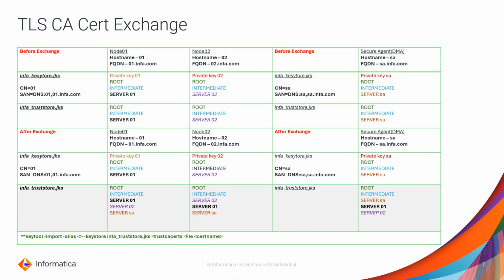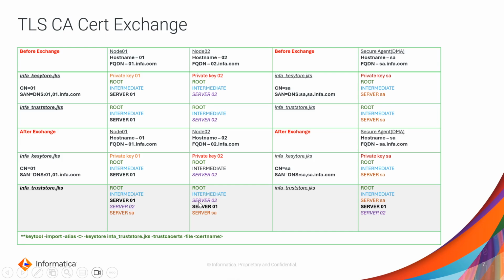Now let's see, I have performed the exchange of certificates, and what contents are changed. After certificate exchange, infa keystore.jks is unchanged for node 1, node 2, and node 3. The content remains the same because whatever certificates we have exchanged are only for the trustor JKS, not for the keystore. Now if we take a look at the trustor JKS, we see root, intermediate, server 01 for node 01. These were there before. Now what additional certificate do I have? Server 02, that means node 2 certificate is imported into this, and the secure agent certificate.